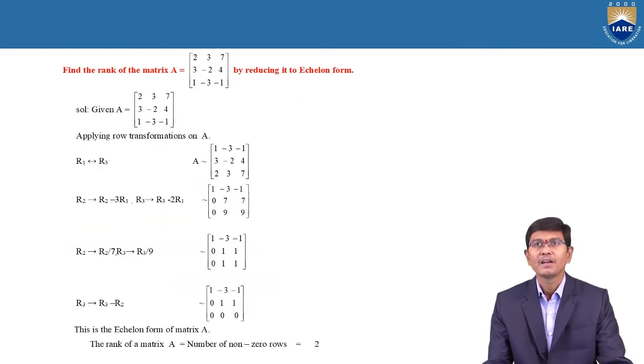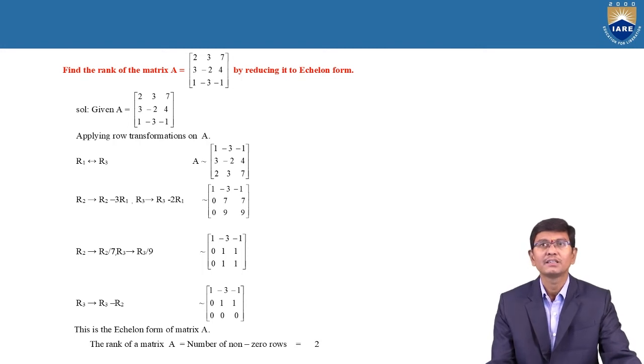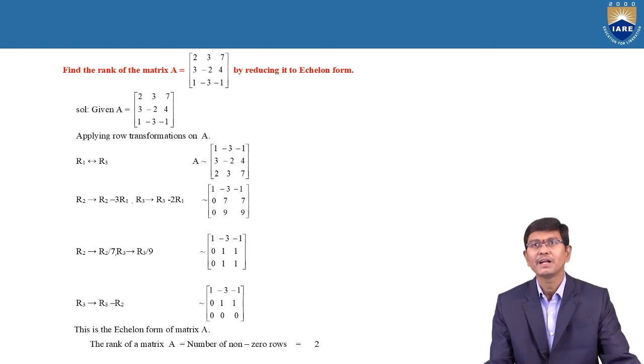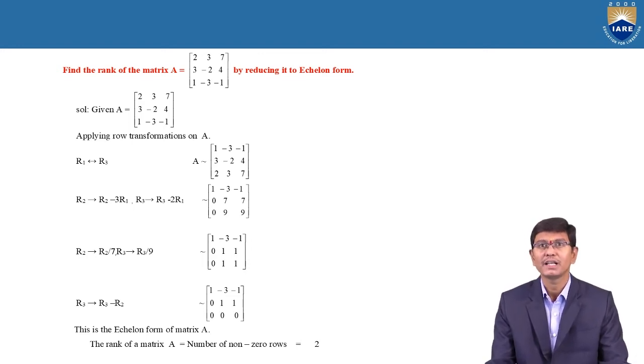Next one. Now we are going to discuss one of the problems. Find the rank of the matrix 2 3 7, 3 minus 4 2, 3 minus 2 4, 1 minus 3 minus 1 by reducing it to echelon form of a matrix. Here, echelon form of a matrix.